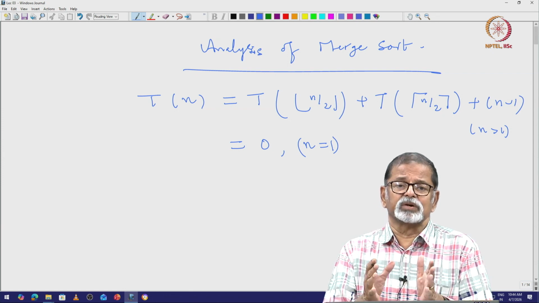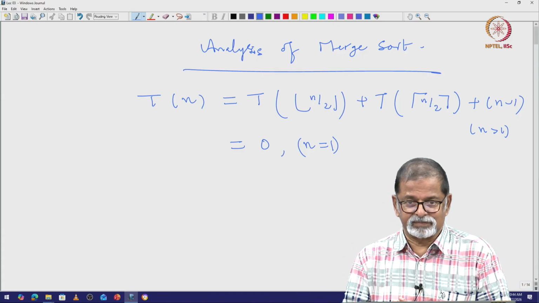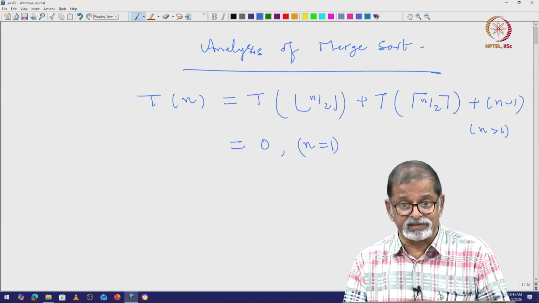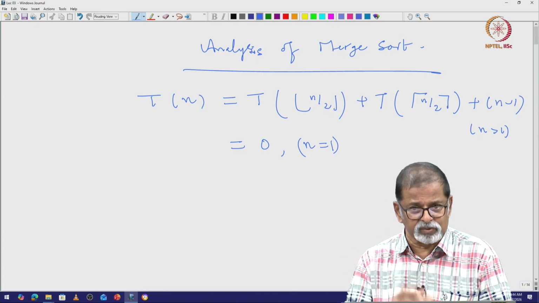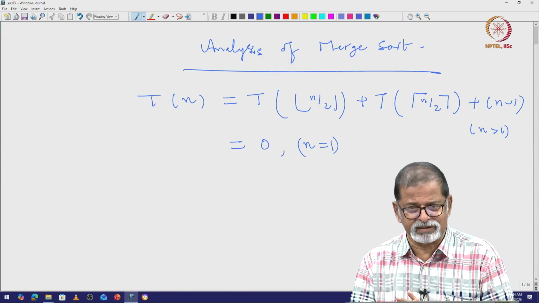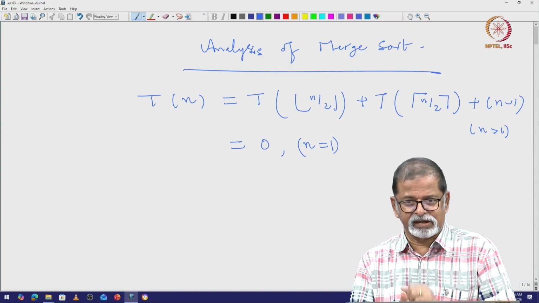First, I am going to get an estimate. Solving this exactly is a bit complicated. We are going to see the mathematical details related to that.